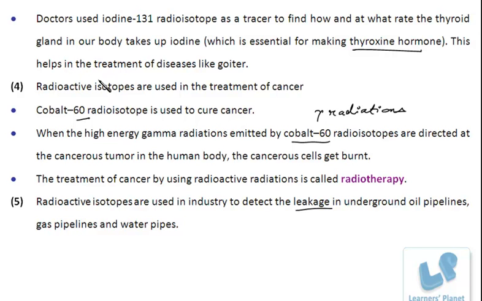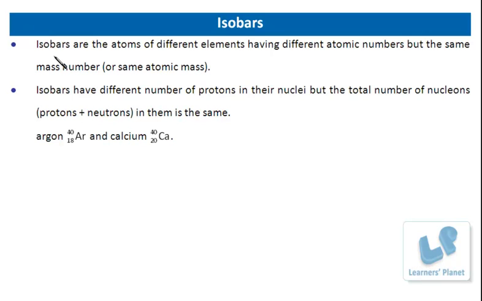As elements exist as isotopes, they do exist as isobars also. So let's discuss the isobars. Isobars are the atoms of different elements having different atomic numbers but the same mass number. They are of different elements. For example, argon-40 with atomic number 18 and calcium-40 with atomic number 20. They have the same mass numbers with different atomic numbers.